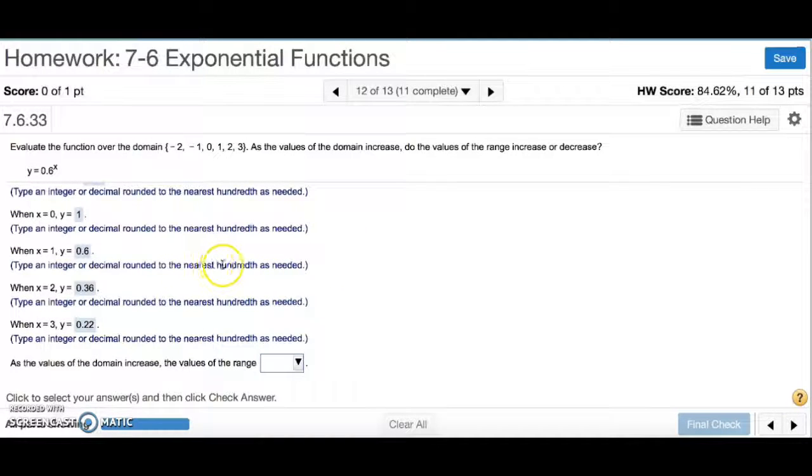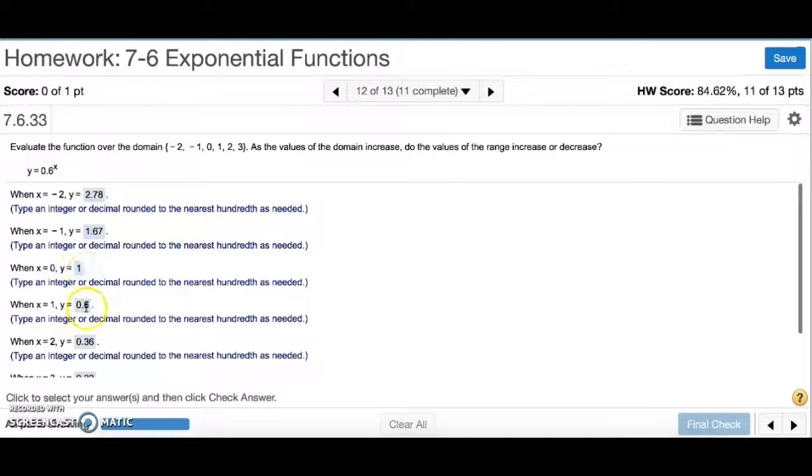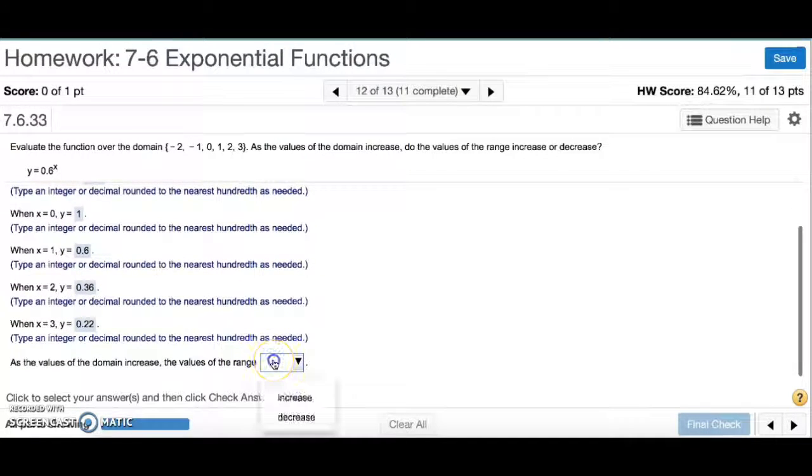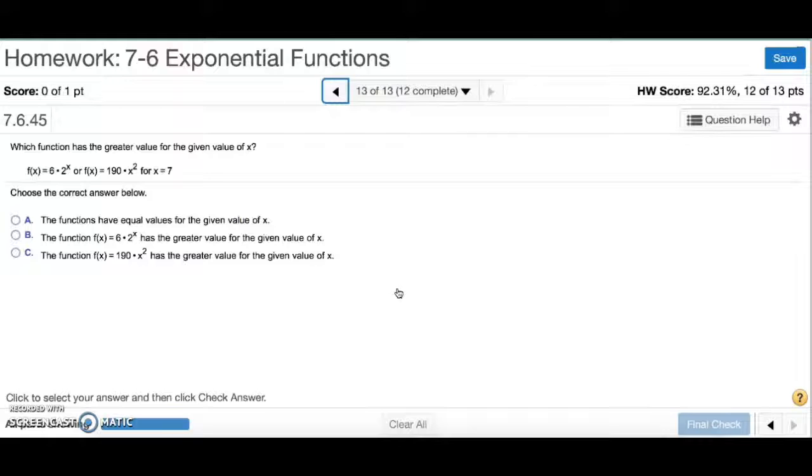So as the values of the domain increase, we saw each of these were decreasing. So the values of the range decrease. That's number 12. Number 13.